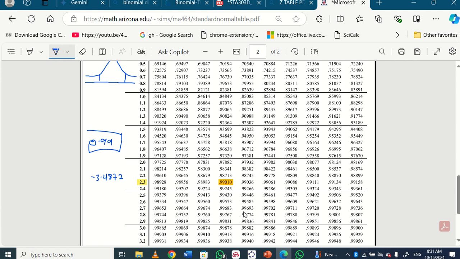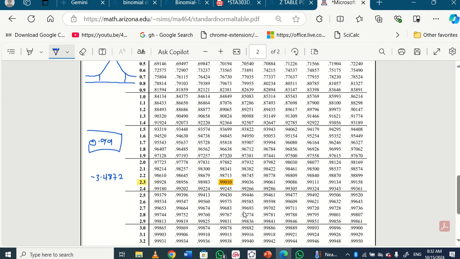When you come to this place, I have 0.99010. Here I have 0.989. I have 0.99036. So you have to ask yourself that among all these values, 0.99 is somewhere here. But which of these values is the closest to 0.99? And I can see that it is 0.99010. This one is the closest to 0.99.